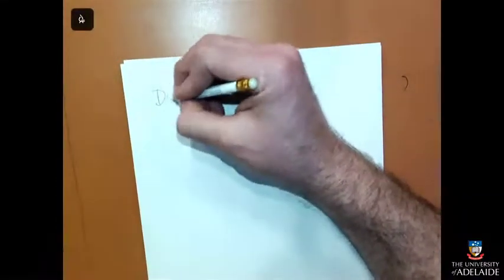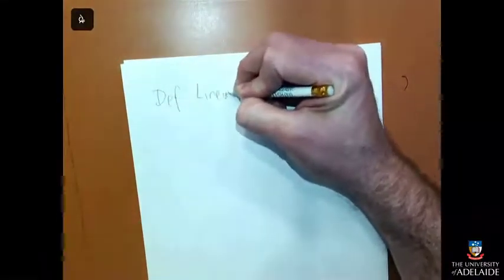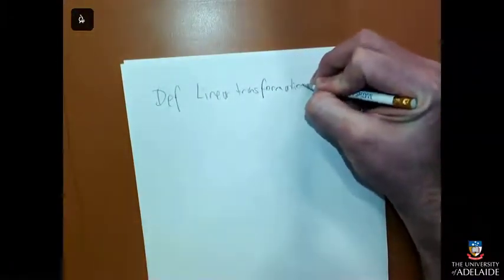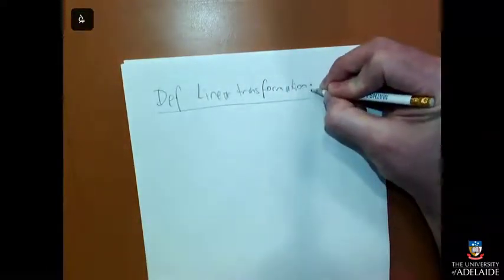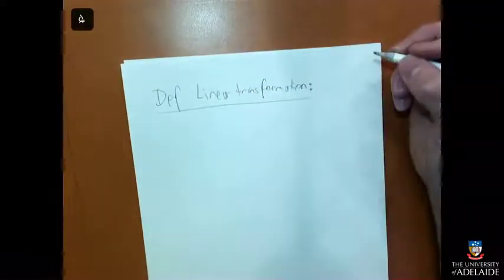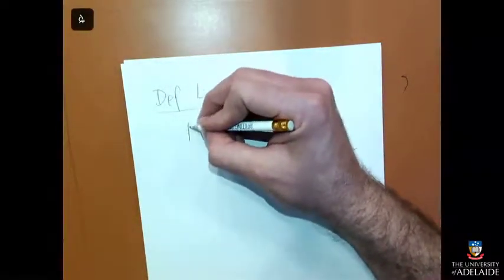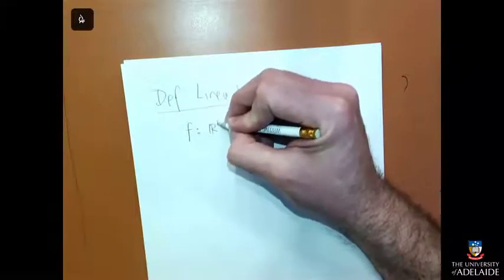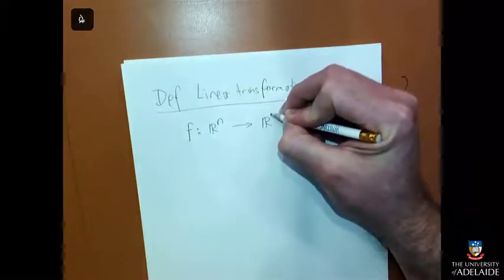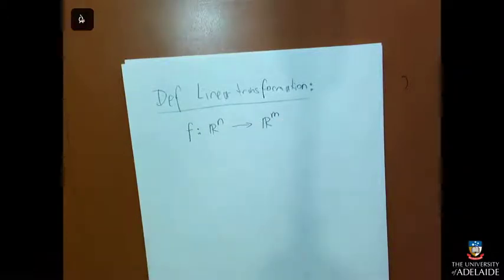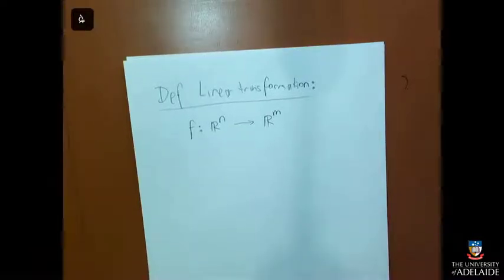So let's see. We have a definition for a linear transformation, because mathematicians love having definitions. So a linear transformation is a function such that it goes from somewhere to somewhere. This is my before and this is my after. I don't know if your lecturer has a tendency to do M and N the other way around. It really doesn't matter. I just need letters to go in those spots.